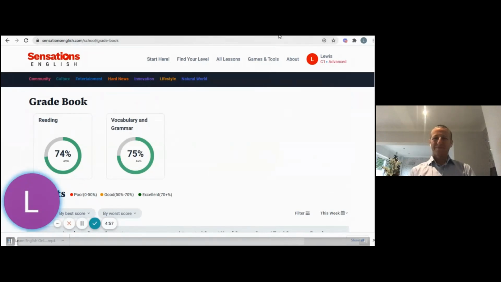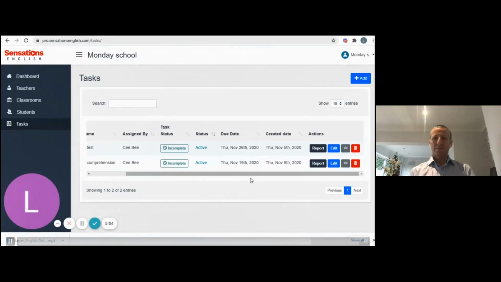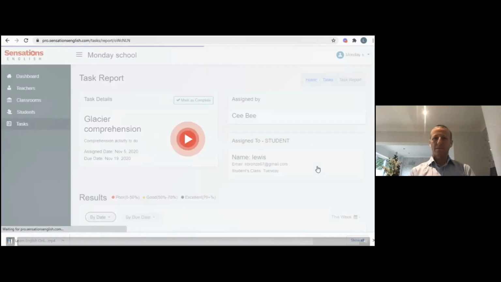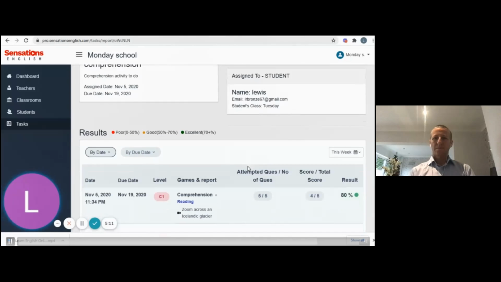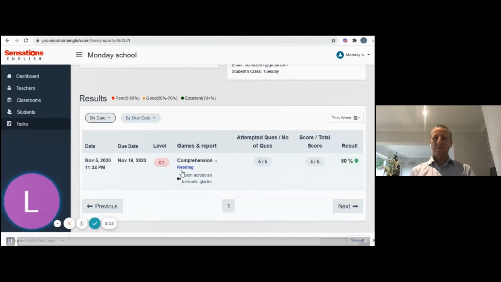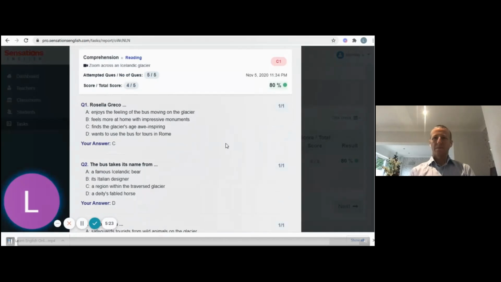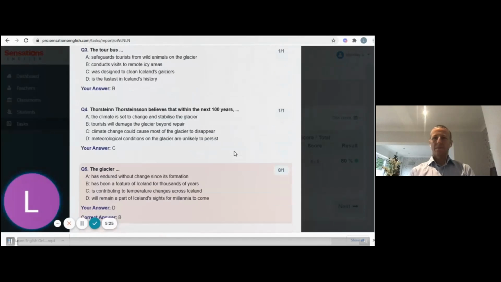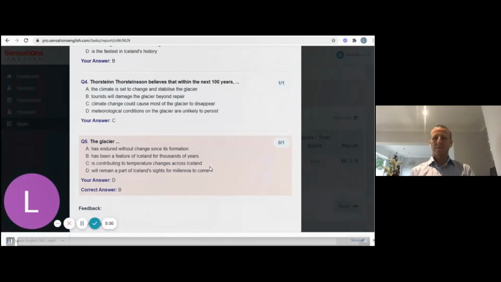And now I'm going to log back in as my administrator, and I can see the task that was set, and I can look at a report, and I can see that it was assigned to Lewis, and the task has been done. And I can even click on the total score to see which questions were attempted, which one was wrong. The wrong answer is the one highlighted, and I can offer some feedback.